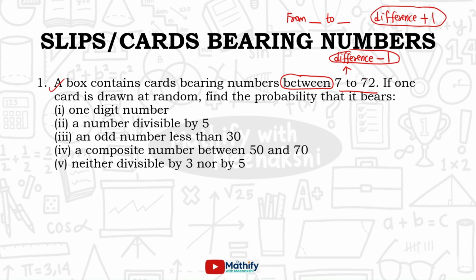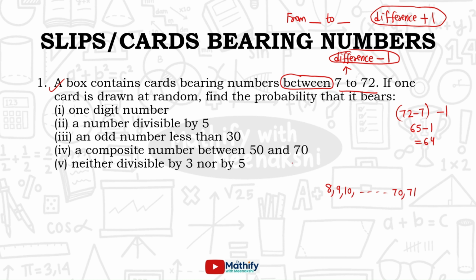So here the difference, 72 minus 7 minus 1. That means 65 minus 1. So for the total outcomes here you will write 64. Now, the first question is a one-digit number. From these numbers, let me write that: 8, 9, 10 and so on till you have 71.